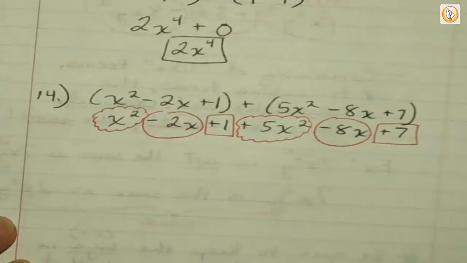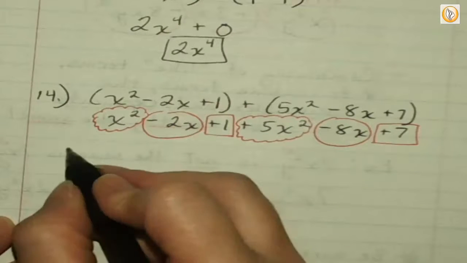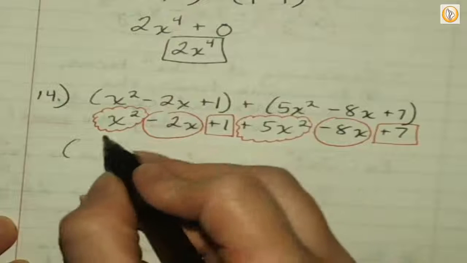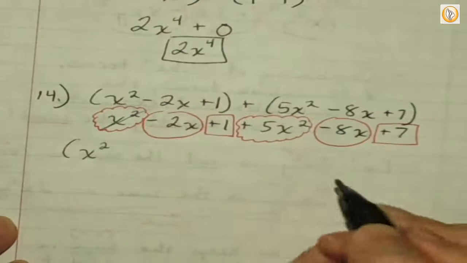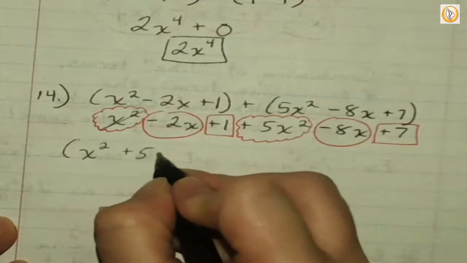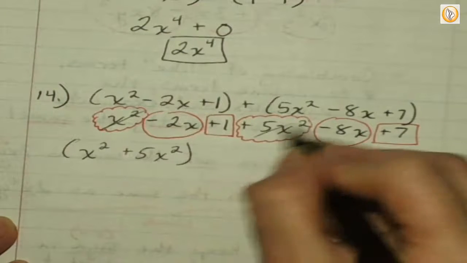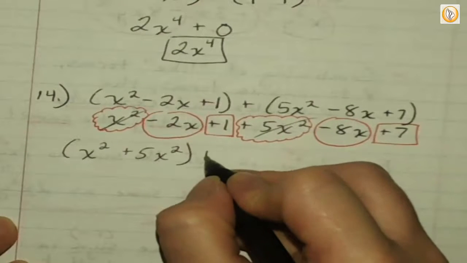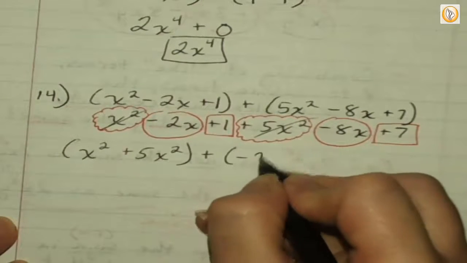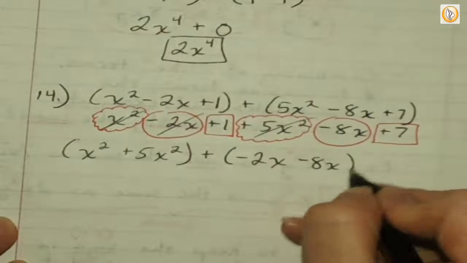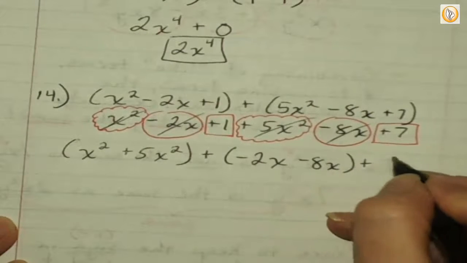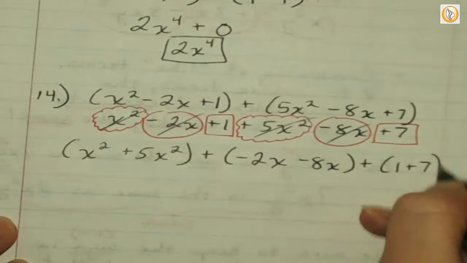Okay, so now we're going to combine our like terms. And make sure you cross them out. I'm going to start with the x squared. I have x squared, cross out, plus 5x squared. Cross that out. Plus negative 2x minus 8x plus 1 plus 7.